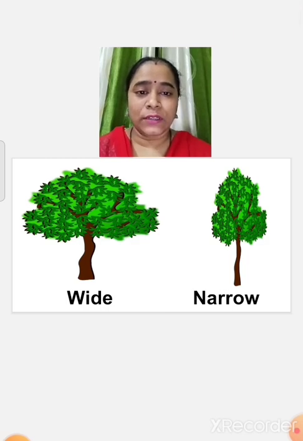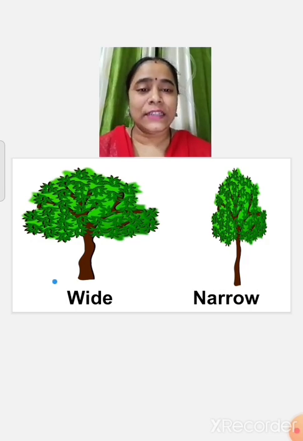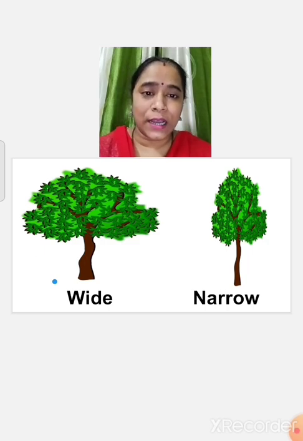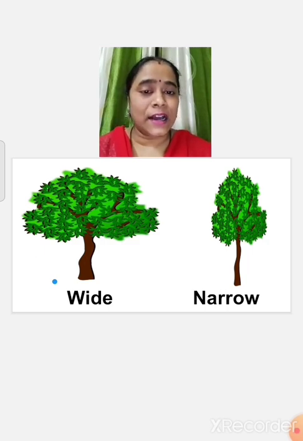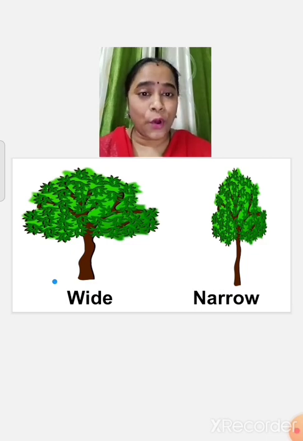Now what are these? Trees. Yes. Here you can see the trees. Children, this tree is wide. The sides are not closer to each other. This tree is broad. Okay. So this tree is wide.